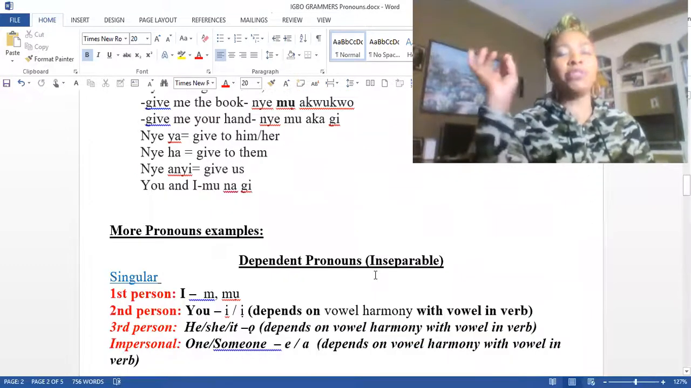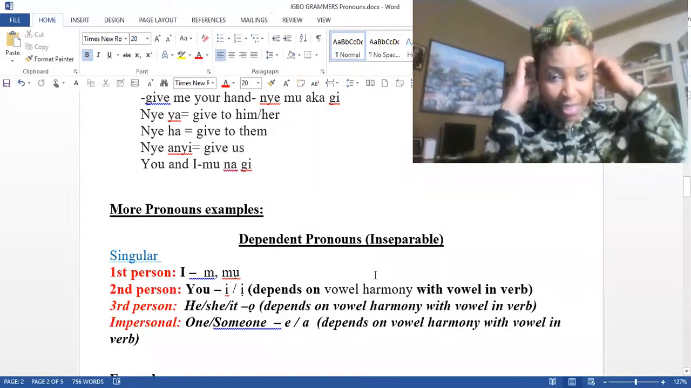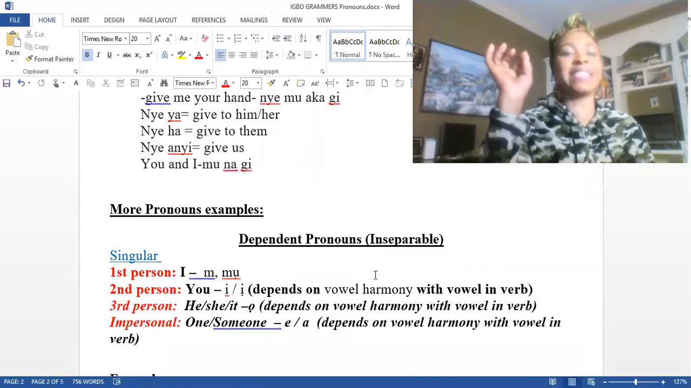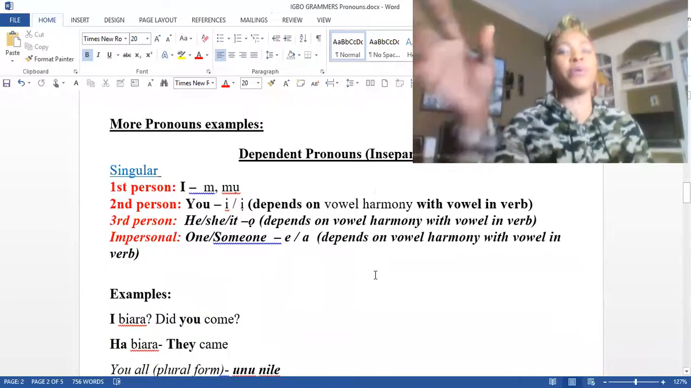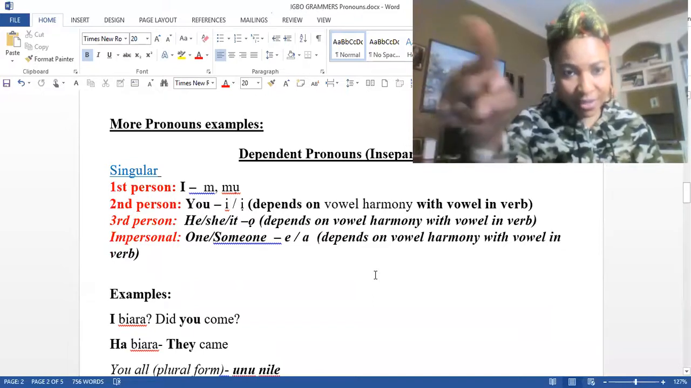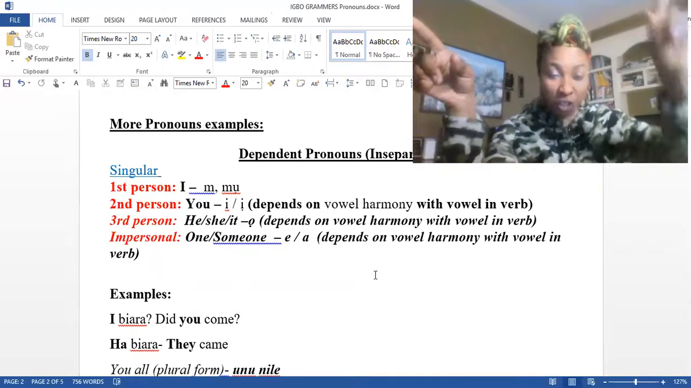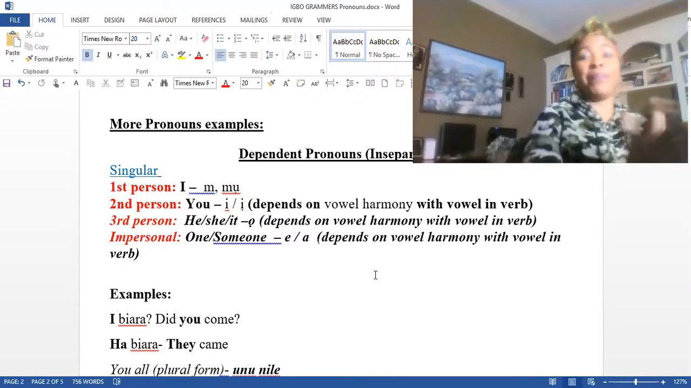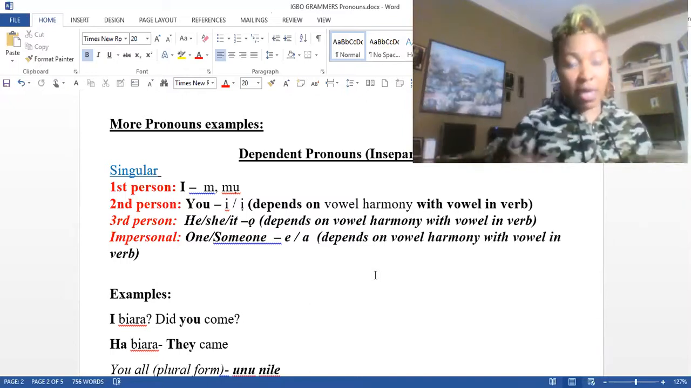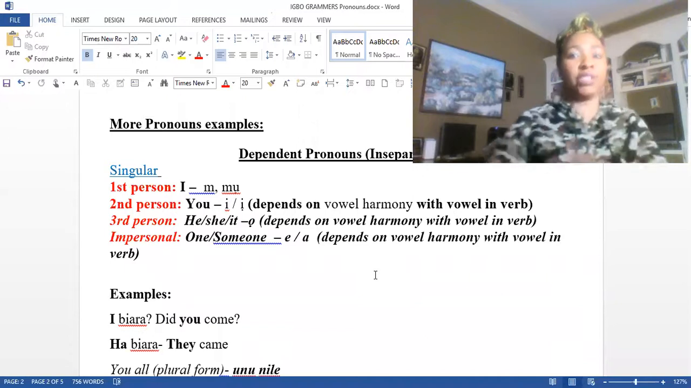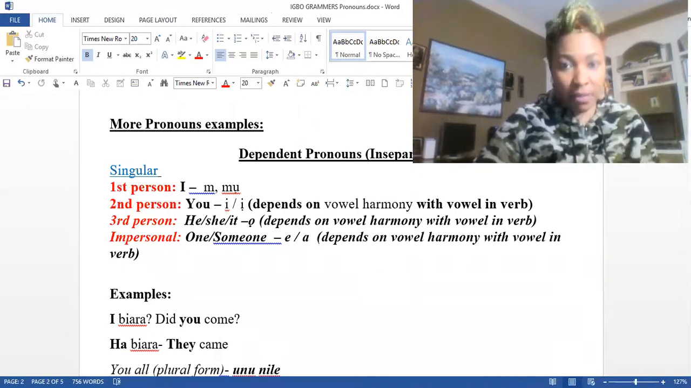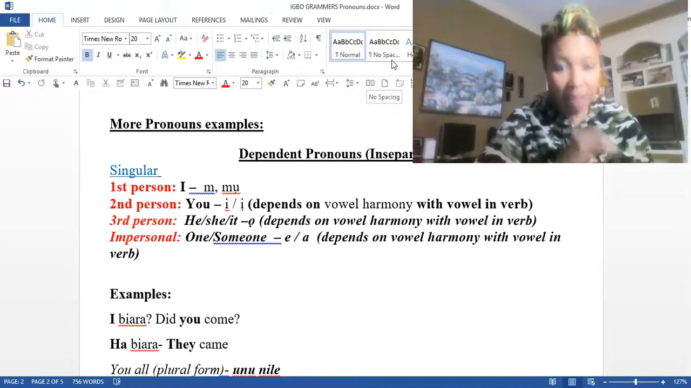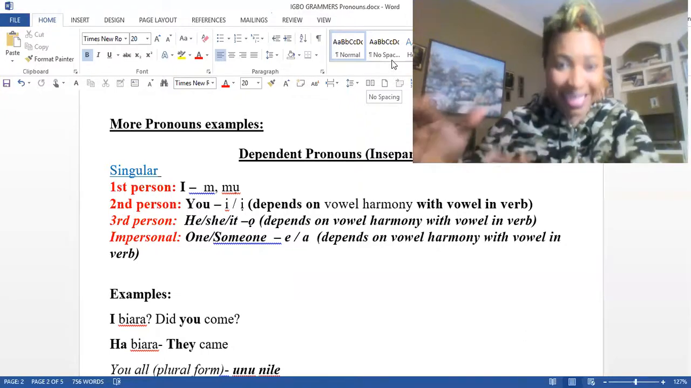But now I want to stress something here. First person, mu. Okay. Second person, it's when you are talking to another person. First person is you. Second person is when you're talking about another person. Okay, but it depends on the vowel harmony and the verb. So everything depends on how you're channeling your sentence and what you're trying to say. It depends on the sentence, the content you have.